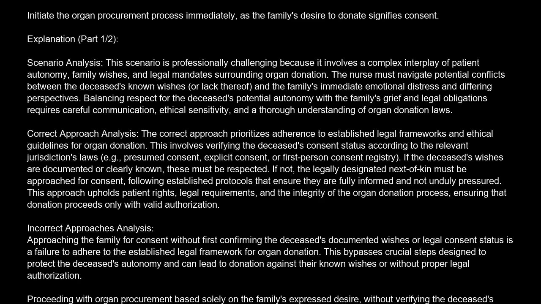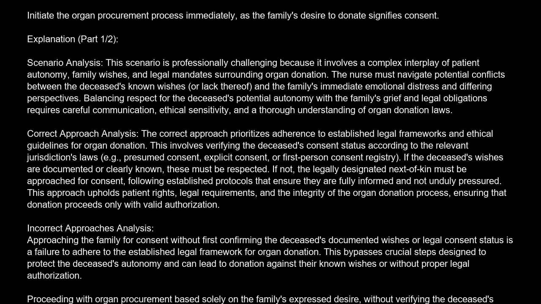The nurse must navigate potential conflicts between the deceased's known wishes, or lack thereof, and the family's immediate emotional distress and differing perspectives. Balancing respect for the deceased's potential autonomy with the family's grief and legal obligations requires careful communication, ethical sensitivity, and a thorough understanding of organ donation laws. Correct approach analysis. The correct approach prioritizes adherence to established legal frameworks and ethical guidelines for organ donation.